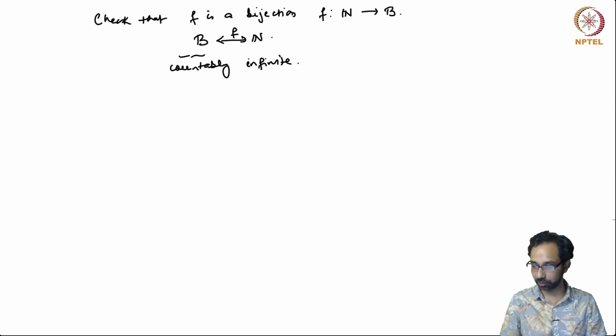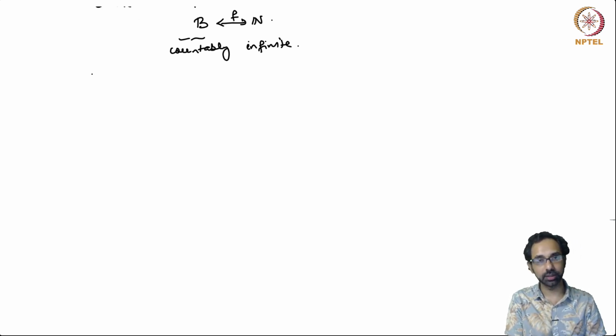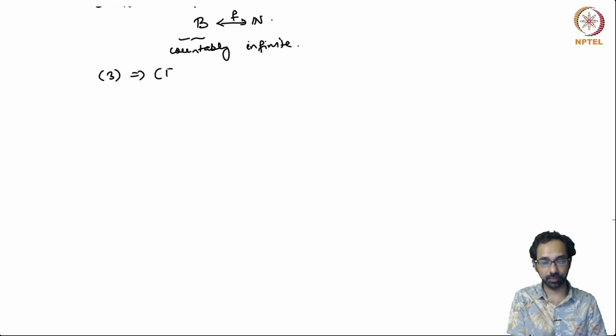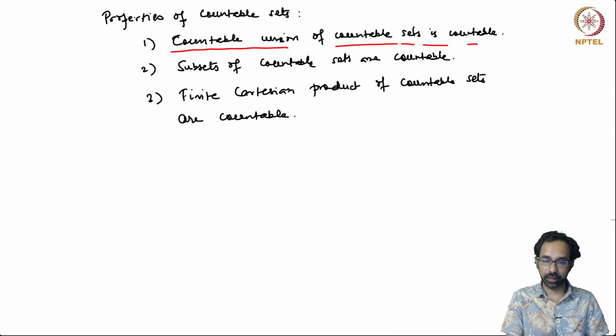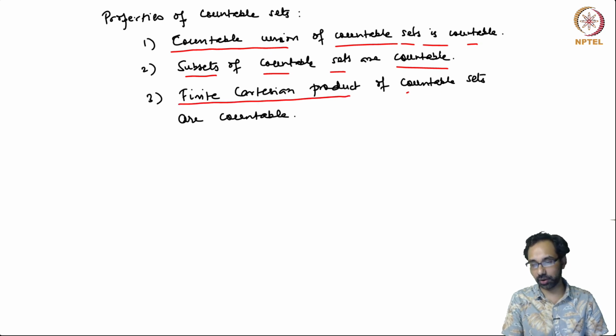And so this is how we show that if you have a surjective function, so our proof that 3 implies 1, if you have a surjective function h from N to A, then A is countable. Now let me end this lecture by stating some properties of countable sets, which I'm not going to prove. So the first one is that a countable union of countable sets is countable. The second one is that a subset of a countable set is countable. And the third one is that a finite Cartesian product of countable sets is also countable.